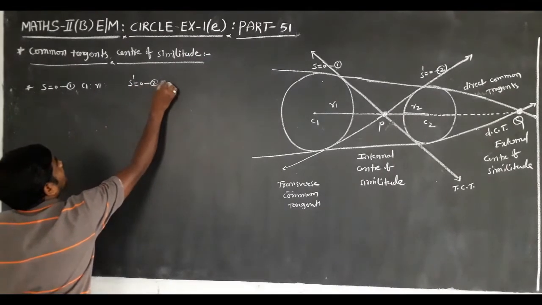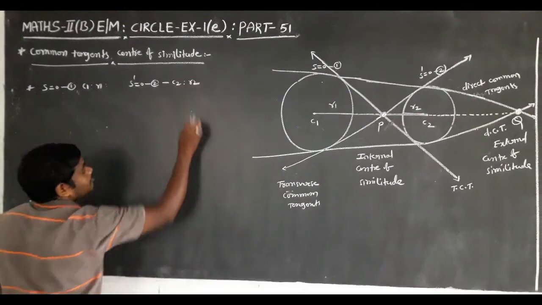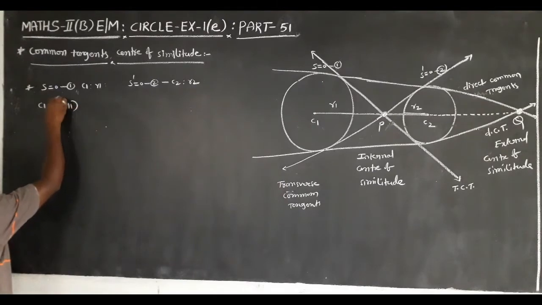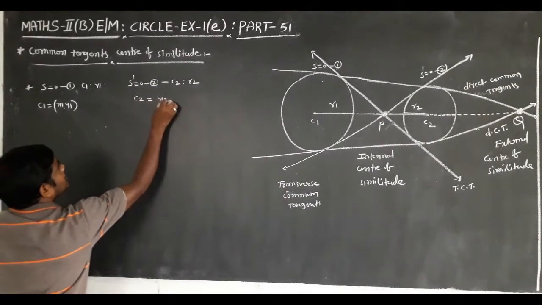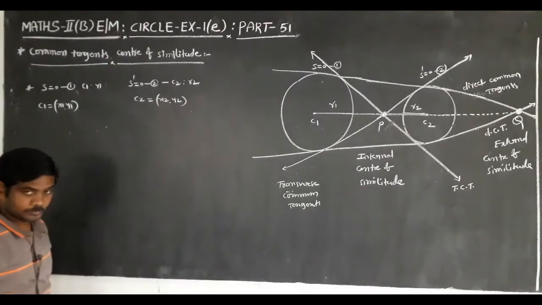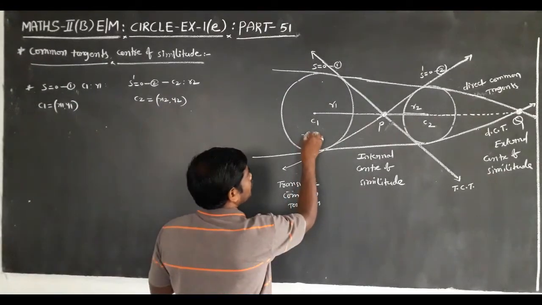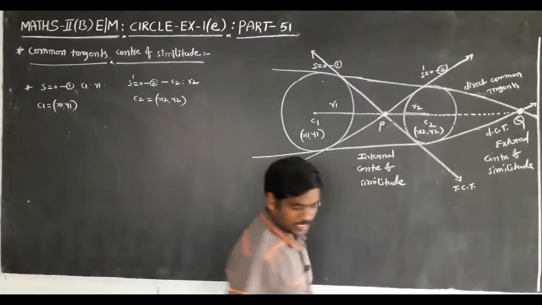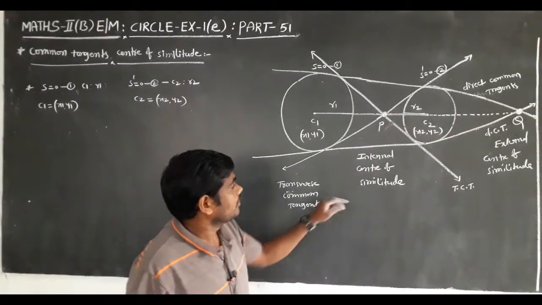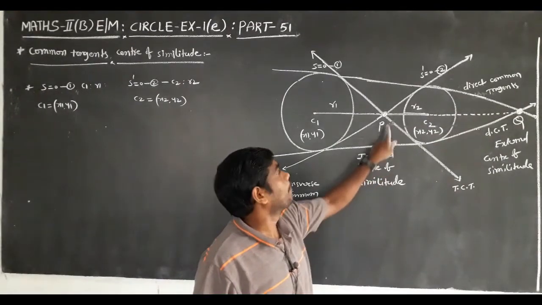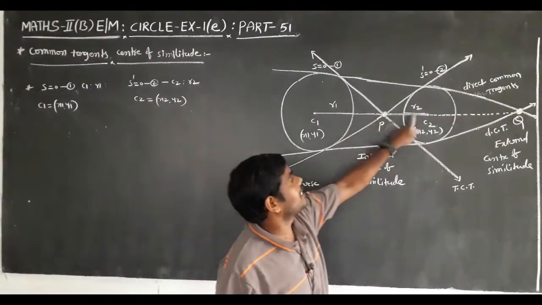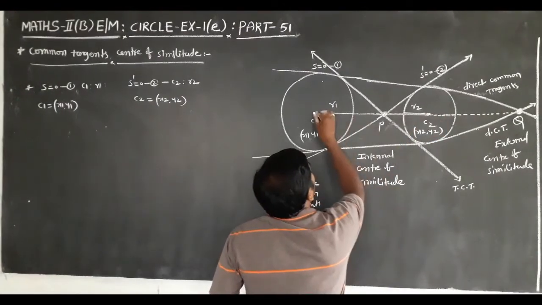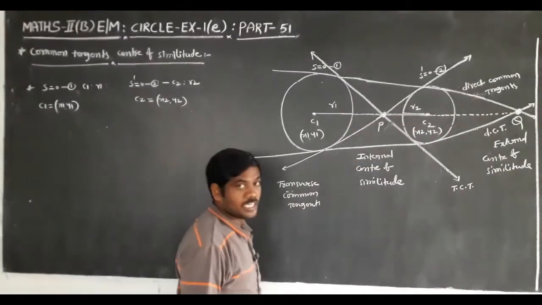C1 is the center and R1 is the radius of the first circle, C2 is the center and R2 is the radius of the second circle. Let C1 equal x1, y1 and C2 equal x2, y2. The internal center of similitude P divides the line segment C1C2 in the ratio R1 to R2 internally.